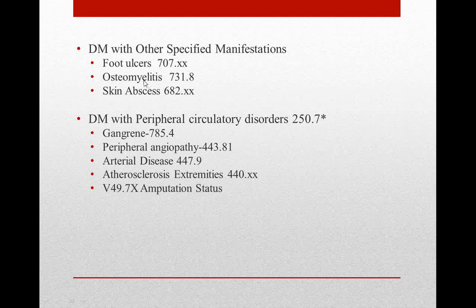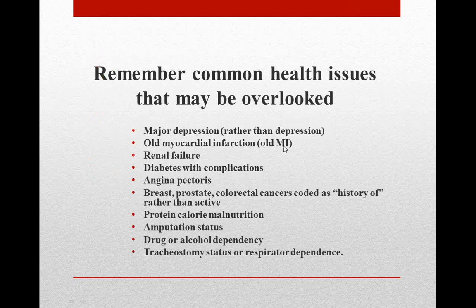Here are some others for specified manifestations: foot ulcers, myelitis, skin abscess, gangrene. But make sure you use the diabetic code first. And again, just in summary, what we really need to remember not to overlook is major depression. I keep re-emphasizing these because a lot of these things are important. A lot of times we just don't think about it. If they've had the old MI, the diabetes with complications, angina, the history of cancer, when they have active cancer that you're diagnosing a history of because it's already been diagnosed, malnutrition, amputation status, dependency versus abuse on drug and alcohol.